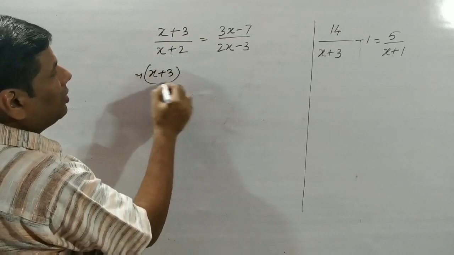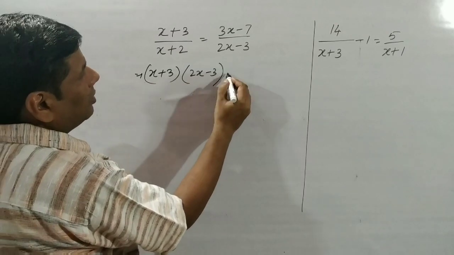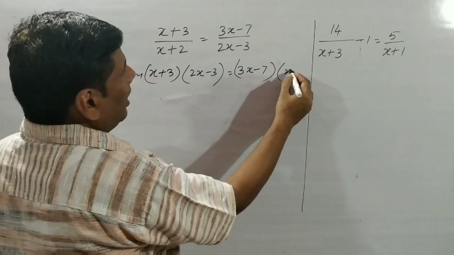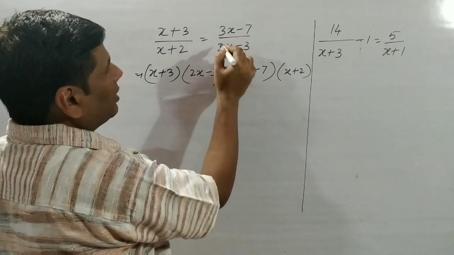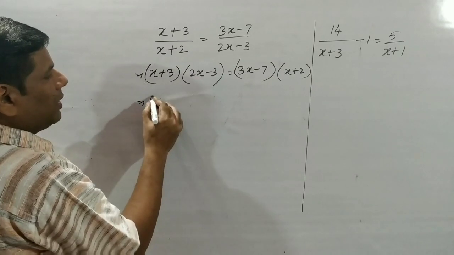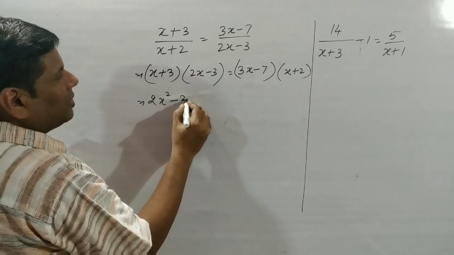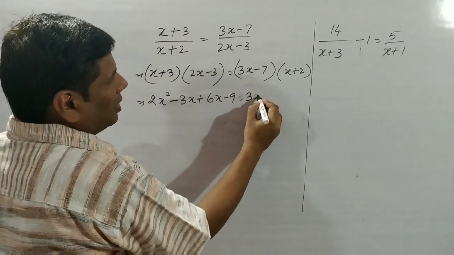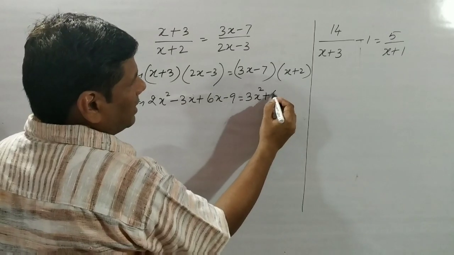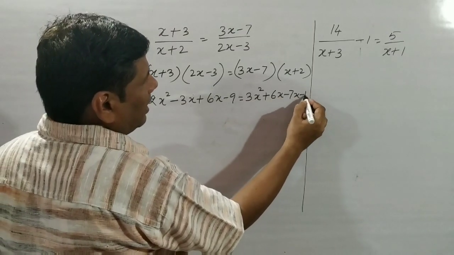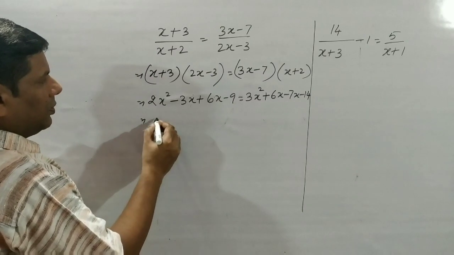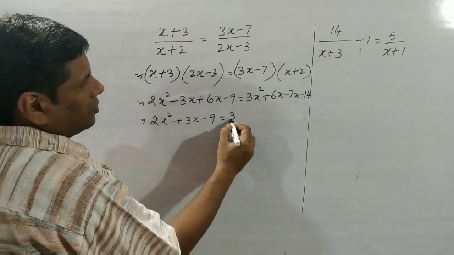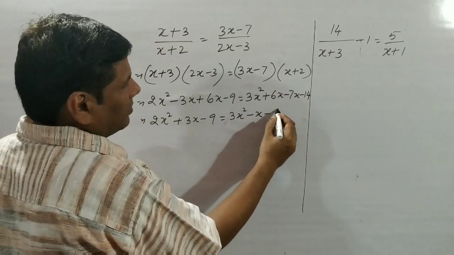We will cross multiply it: x plus 3 times 2x minus 3 equals 3x minus 7 times x plus 2. This will multiply with this and this with this. We will get 2x square minus 3x plus 6x minus 9 equals 3x square plus 6x minus 7x minus 14. Now reduce it: 2x square plus 3x minus 9 equals 3x square minus x minus 14.